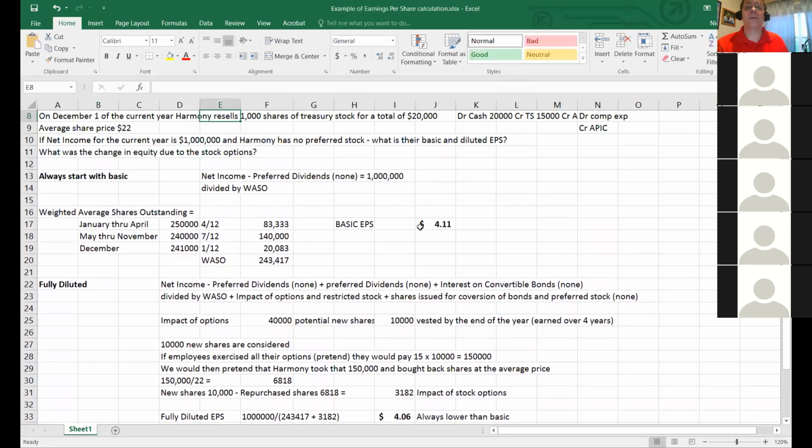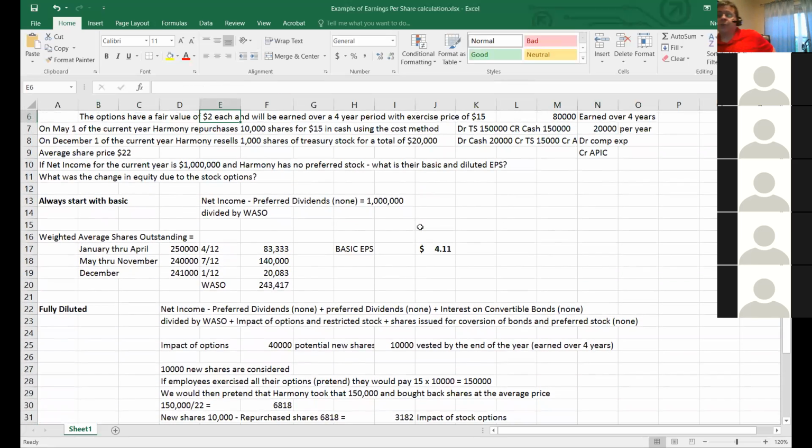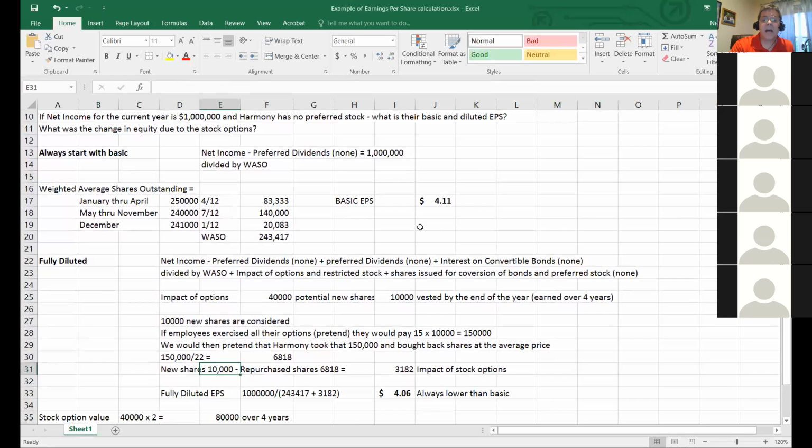Okay. Can I ask a question? Sure. How did you get 3,182 impact of stock options? I missed that. Okay. 10,000 minus the 6,818. Okay. So the 10,000 new shares that we pretended to give to the employees, minus the shares we pretended to buy from other stockholders with the money that the employees gave us.